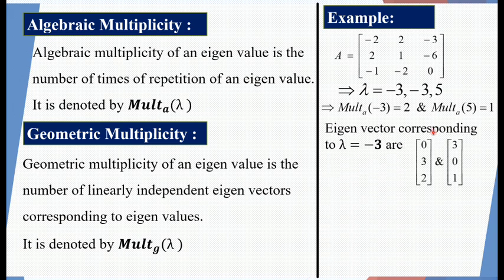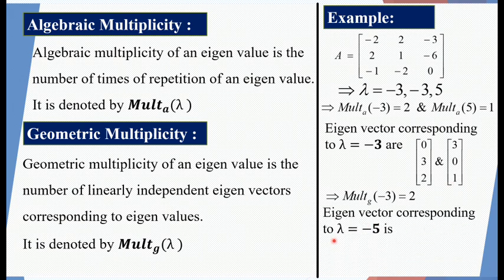And the eigenvectors corresponding to lambda equals -3, on solving, we get (0, 3, 2) and (3, 0, 1). So the geometric multiplicity for lambda equals -3 is 2. And the eigenvector corresponding to lambda equals 5 is (1, 2, -1). So the geometric multiplicity for lambda equals 5 is 1. So this is the example for the algebraic multiplicity and geometric multiplicity. And if both are equal, then we can calculate the diagonal matrix for the given matrix, otherwise we cannot calculate.